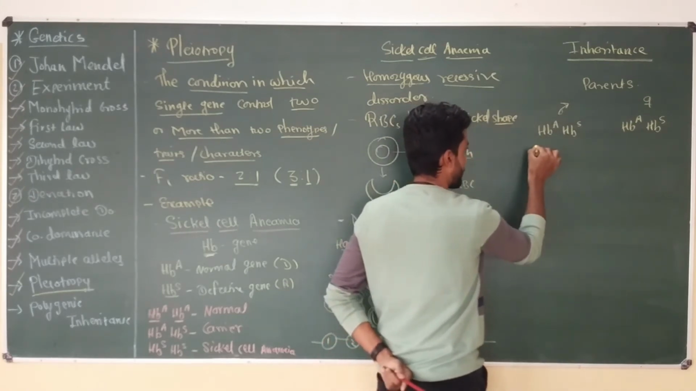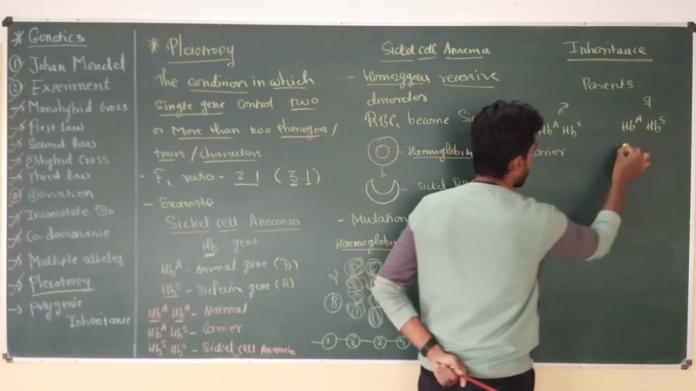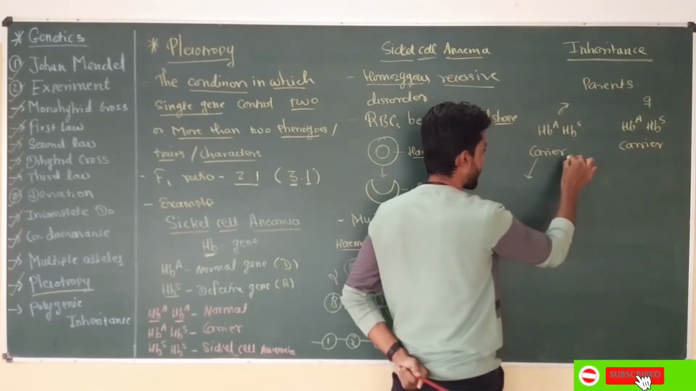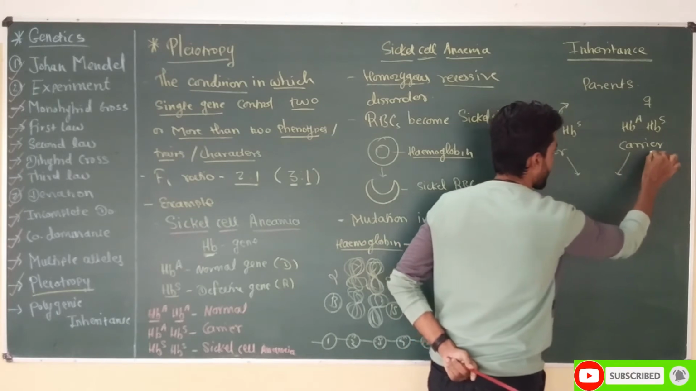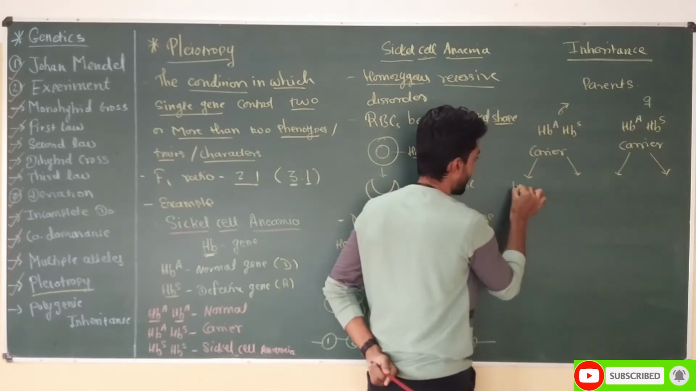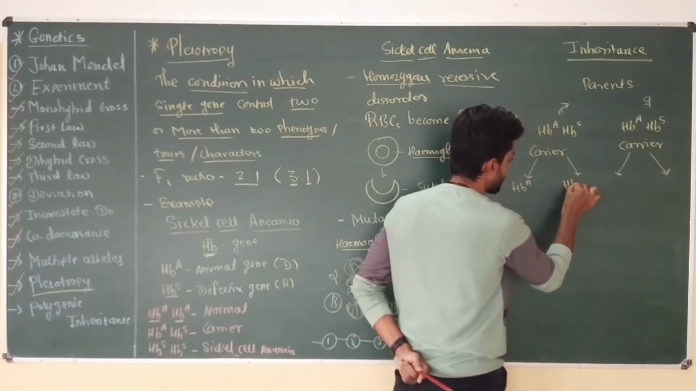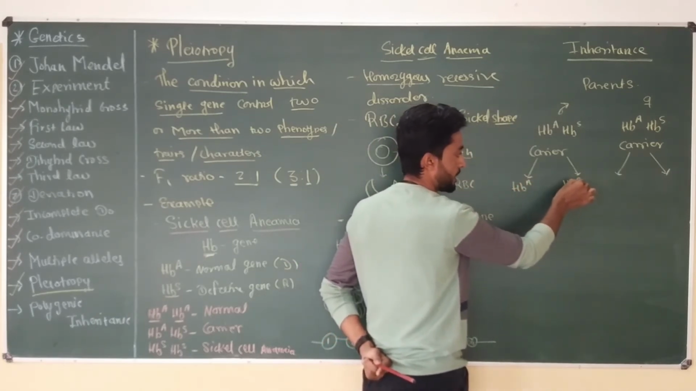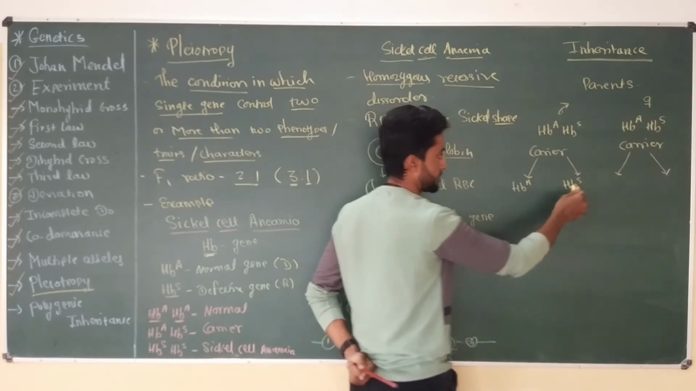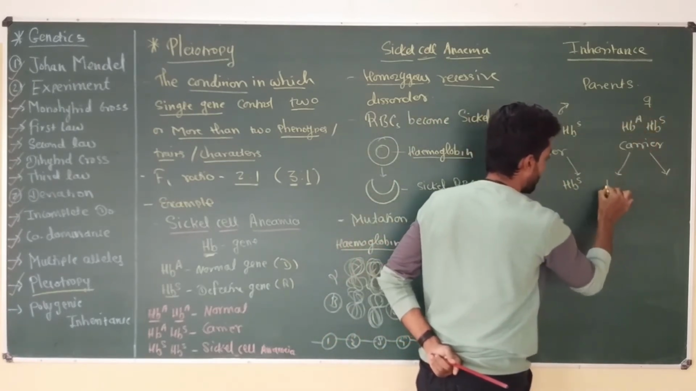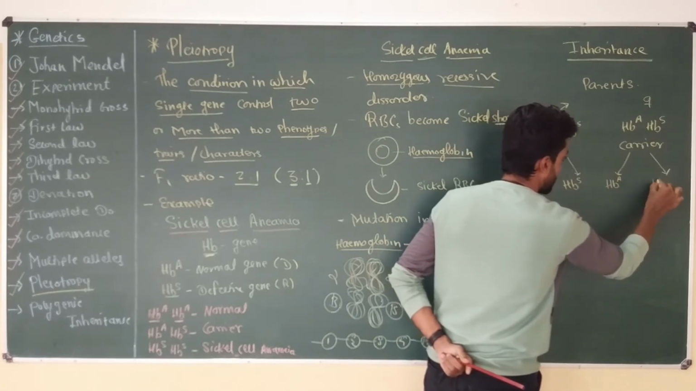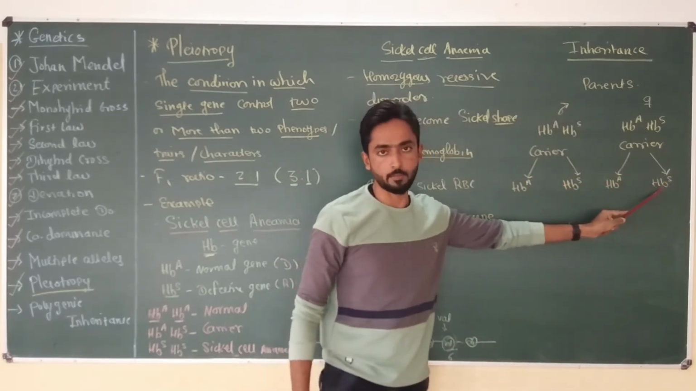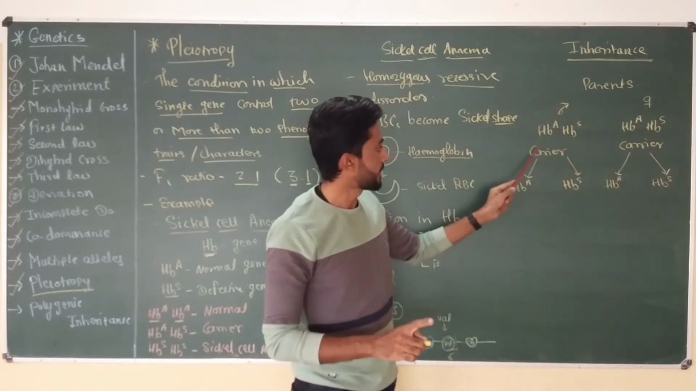then the phenotype will be carrier, and they produce 2 different types of gametes, that is HBA and HBS. One gamete receives the normal form of the gene while the other receives the defective form of the gene during meiosis. Same case with the female, HBA and HBS.